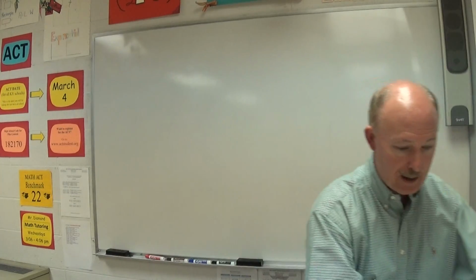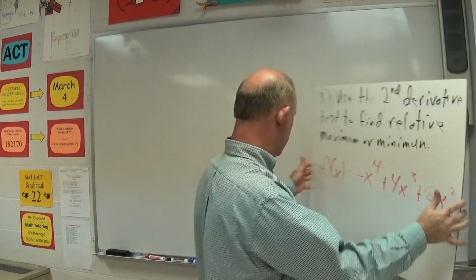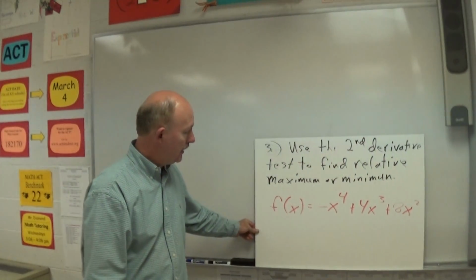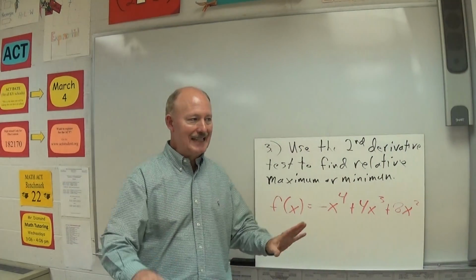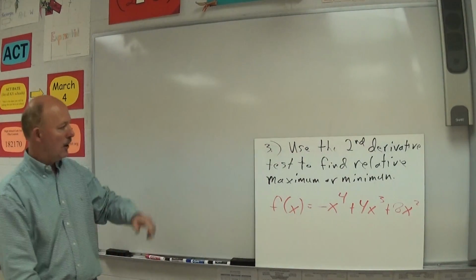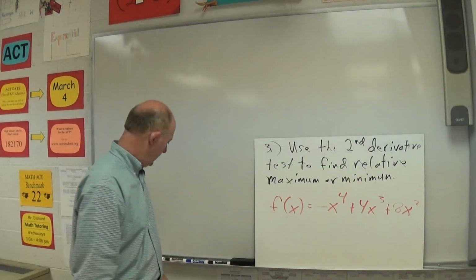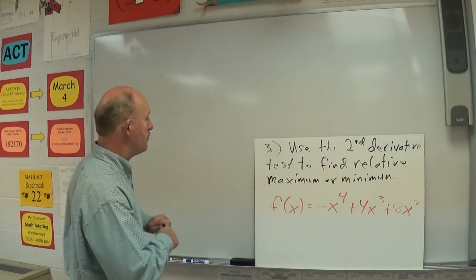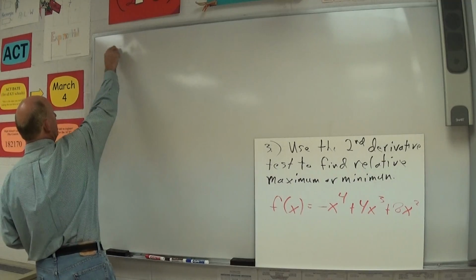So, this is problem number 3. Let me pull it up here. This is our third problem. All right. Now, if you need to, go ahead and write it down. Go ahead and get it down, because I'm going to take this down in just a minute to give myself a little bit more room on my marker board here to work. All right, so it says use a second derivative test to find relative maximum or minimum. So this is number 3.